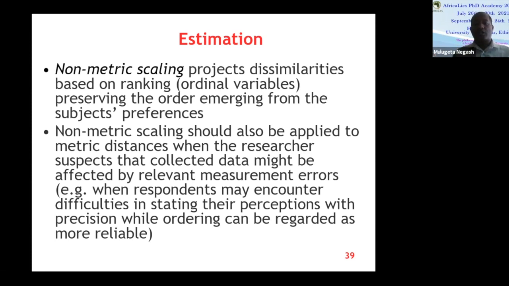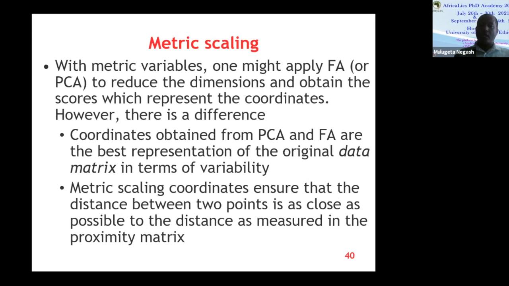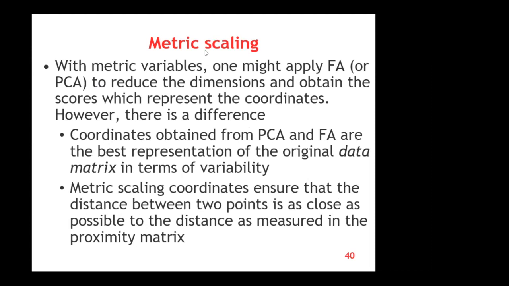Non-metric scaling should also be applied to metric distance when the researcher suspects that the collected data might be affected by relevant measurement errors. For example, when respondents may encounter difficulties in stating their perception with precision, while ordering can be regarded as more reliable. With metric variables, one might apply factor analysis or principal component analysis. Can anybody tell me what factor analysis and principal component analysis are? Anybody who can explain that, or should we ask Mulugeta to explain?